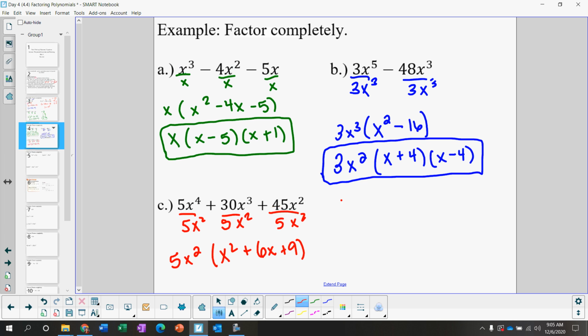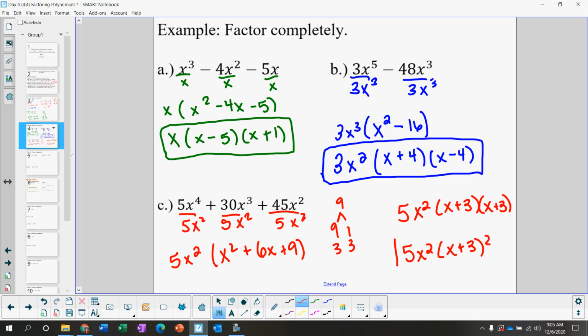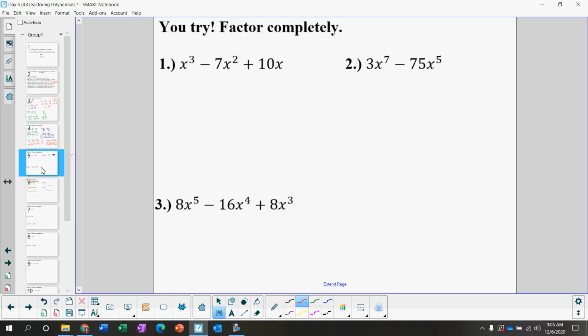So we're looking for things that multiply to 9 that add to 6. So that's our 3 and 3. So that's x plus 3 times x plus 3. And I can also write that as x plus 3 squared. All right, you go ahead and try the next ones, pause it, and I'll show the answer.